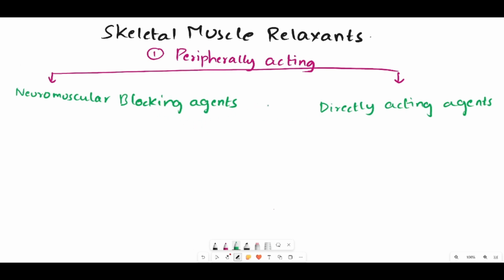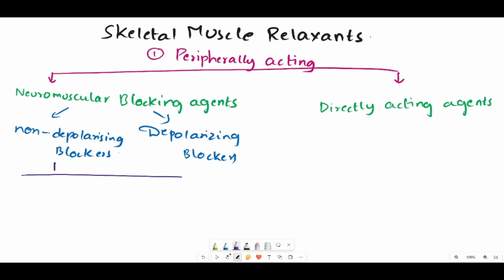So the first class is peripherally acting. These are further divided into two classes. One is the neuromuscular blocking agents and the second class is directly acting agents. These neuromuscular blocking agents are further divided into two classes. The first one is depolarizing blockers and the second one is non-depolarizing blockers. Coming back to the non-depolarizing blockers, these are divided into three different classes: long acting, intermediate acting and short acting.